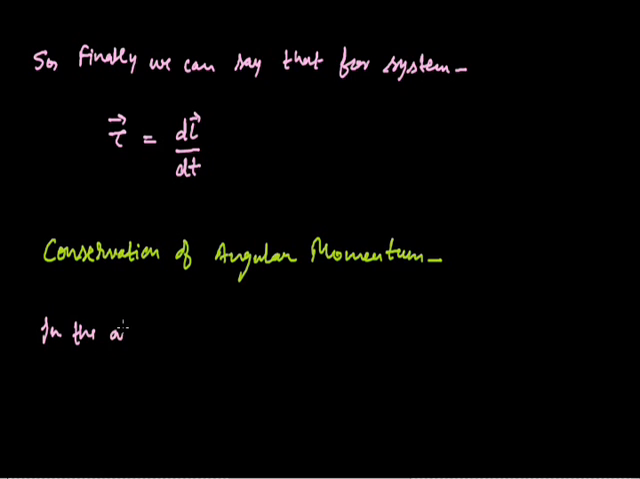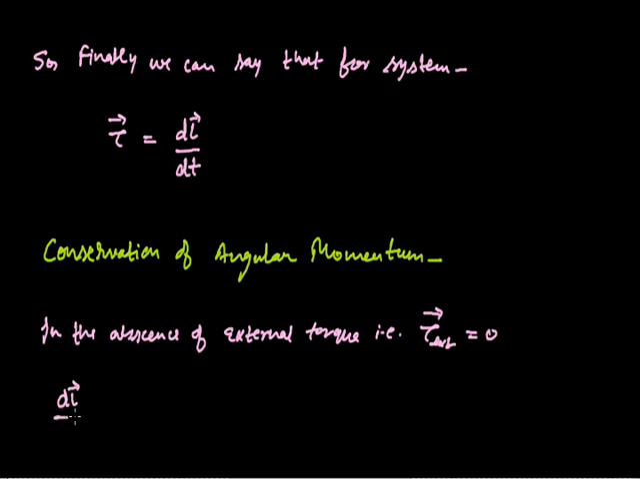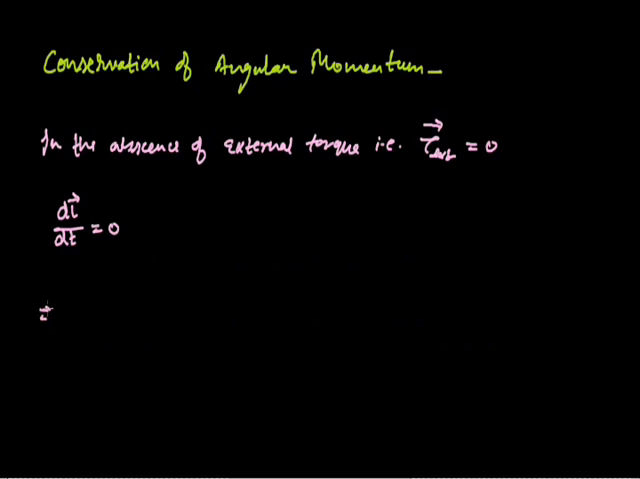In the absence of external torque, meaning external torque is equal to 0, the term dL/dt is equal to 0, or we can say L is constant. It means there is no change in the angular momentum of the system when there is absence of external torque.